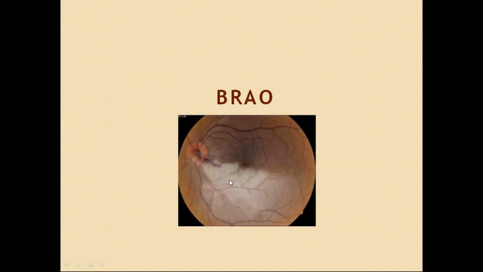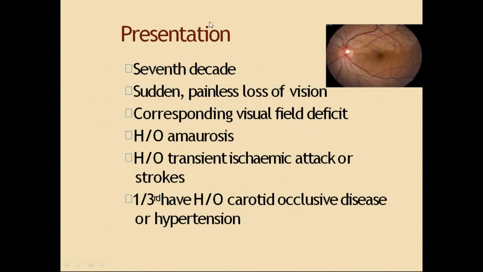What is the difference between central retinal artery occlusion and branch retinal artery occlusion? Here you can see only a sector or a part of the retina is whitish in color and the remaining retina is normal. Because this branch has some obstruction, only this part supplied by it is pale. Presentation is usually sudden painless loss of vision. There will be visual field defect, history of amaurosis fugax, and transient ischemic attack. One third will have a history of cardiac disease or hypertension.